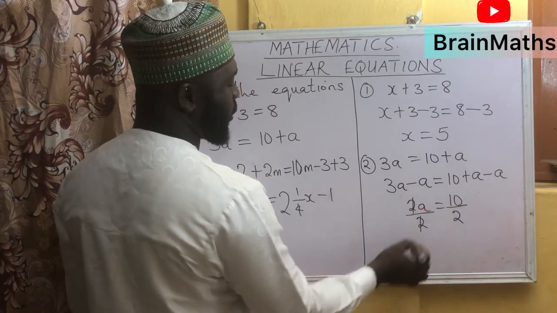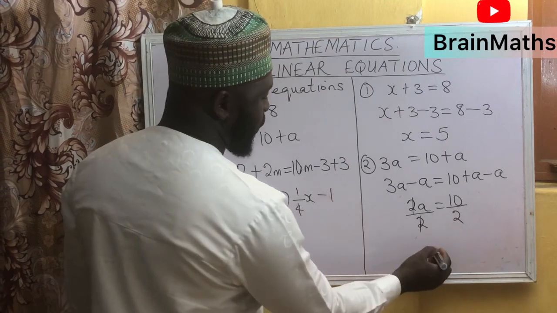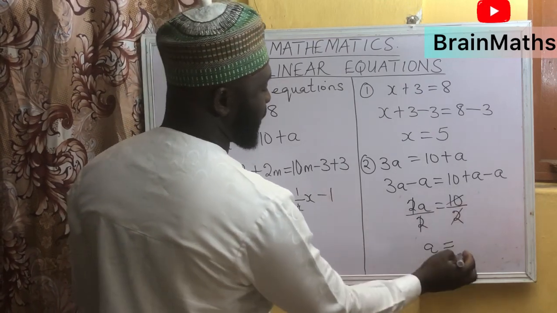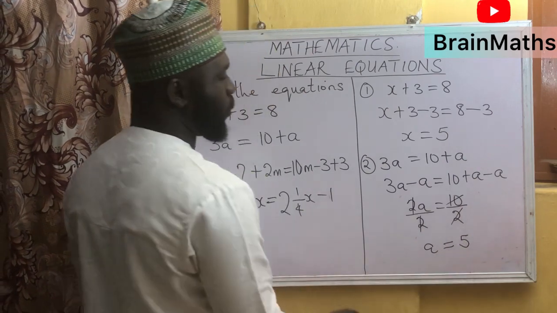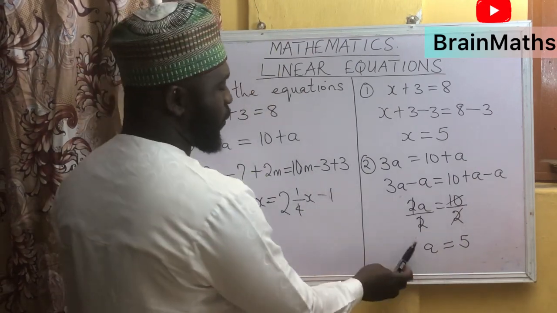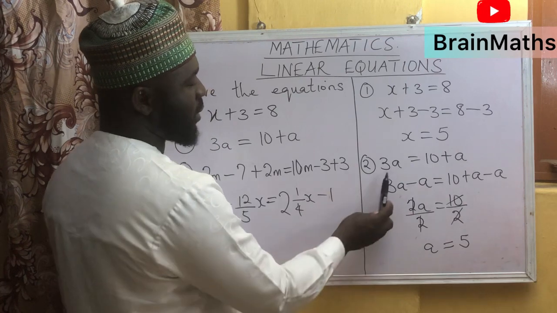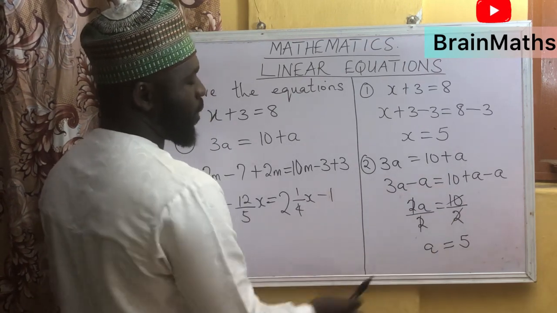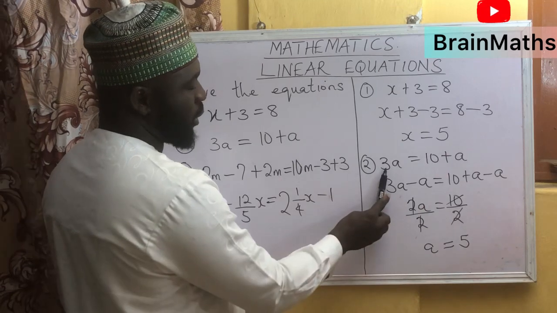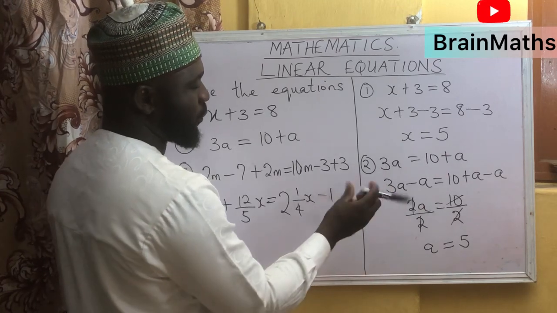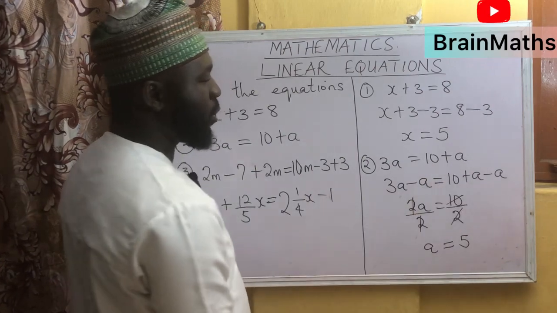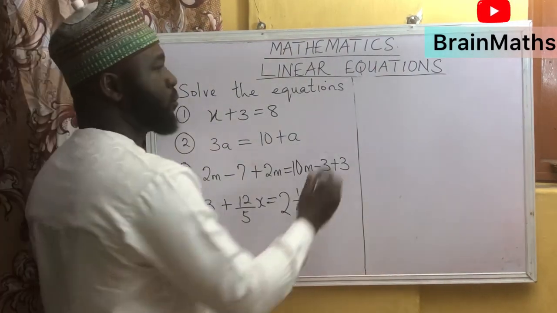So when 2 cancel out each other, we are left with a equals to, how many 2 can we get in 10? That is equal to 5. So the value of a that will make 3a to be equals to 10 plus a is 5. Let's find out. 3 times 5, that is 15. And then 10 plus 5 is also 15.